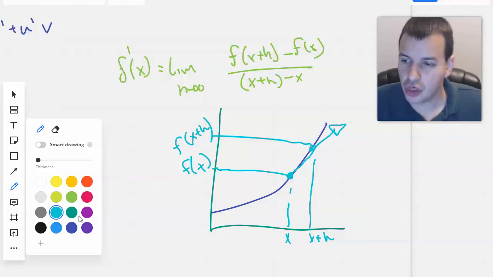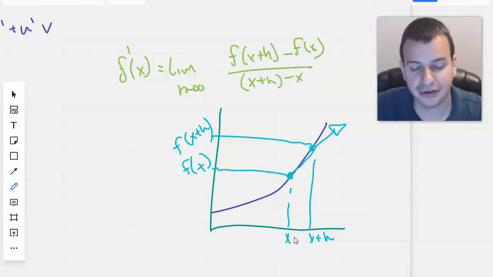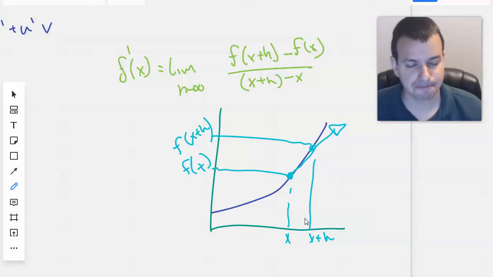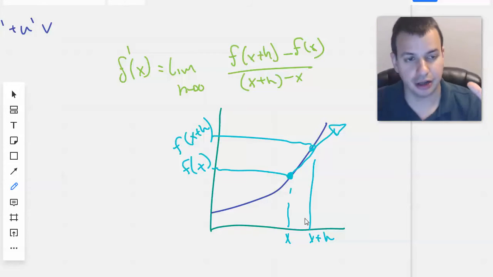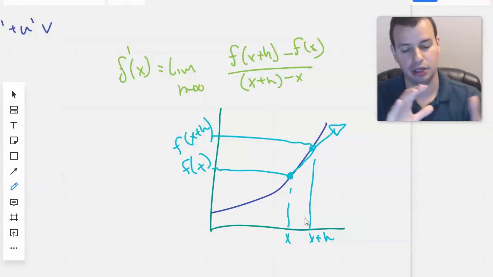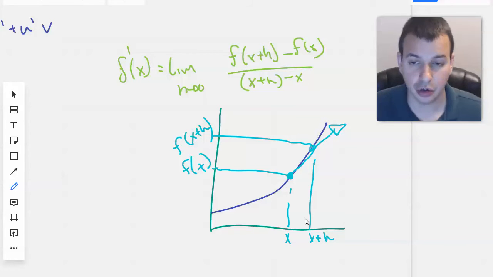We talked a little bit earlier, there's no real reason why we have to do it with x and x plus h. As long as when we take the limit as h approaches 0 it collapses on, approaches x, we're fine.